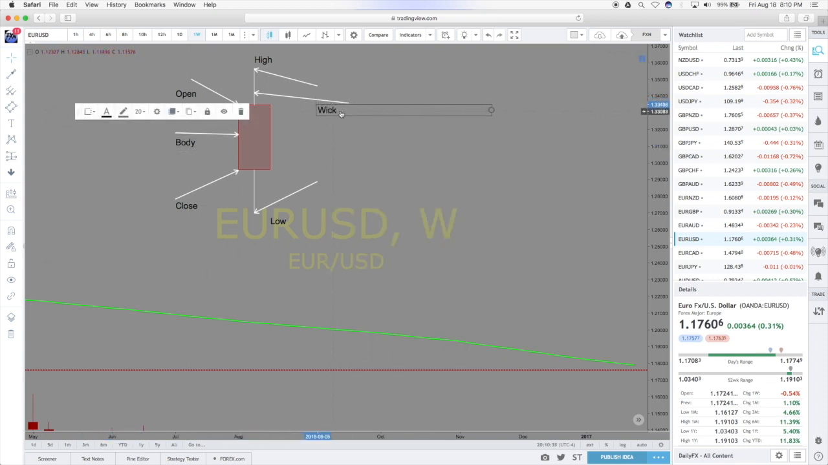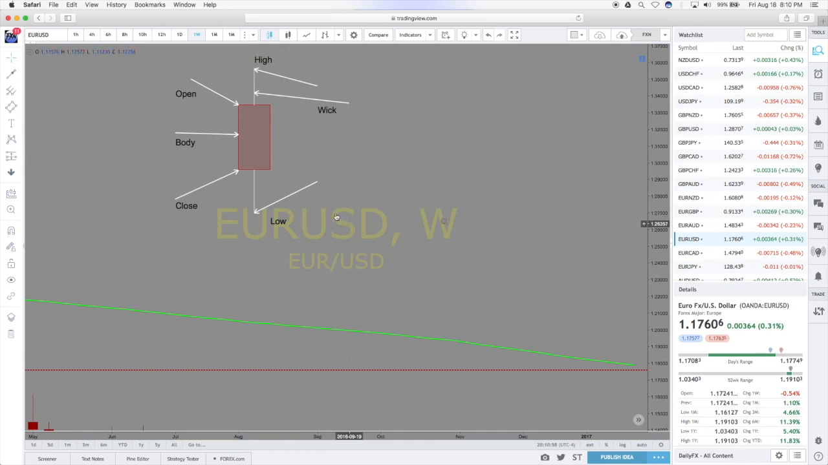Okay, so that is essentially a breakdown of what the actual candle is, what it represents, what each part of the candle is. Okay, now why do you have these wicks? What are these wicks there for? Why are they there?